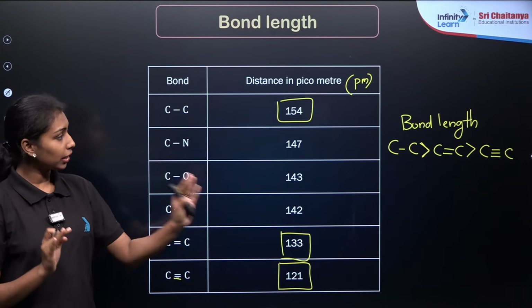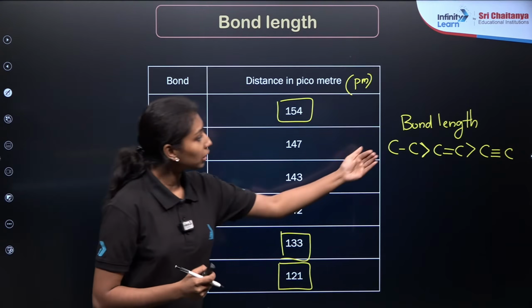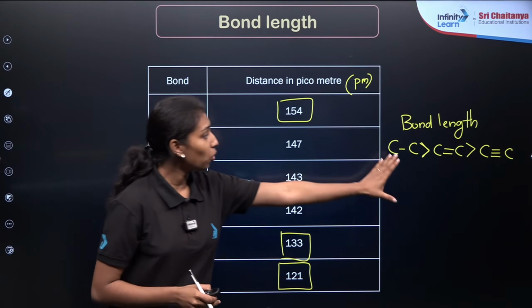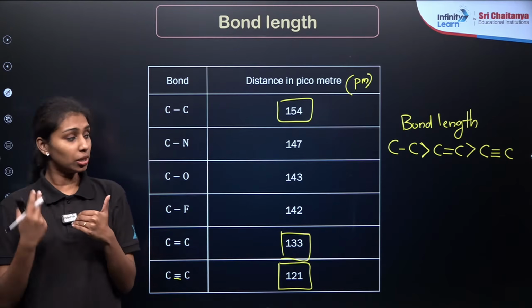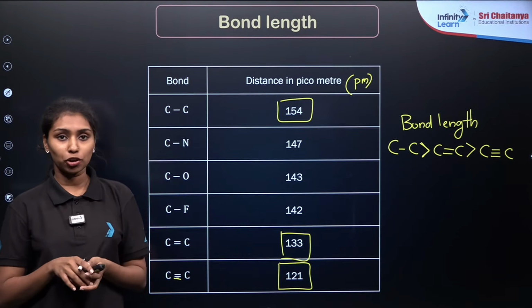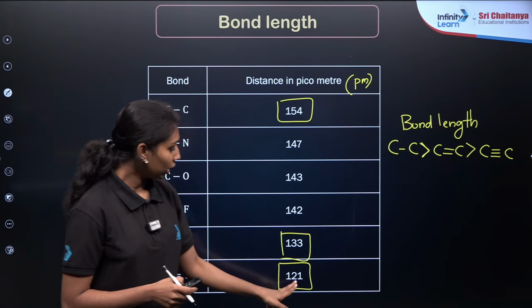Just keep this thing in your mind. While we are discussing about the bond order, we need to compare the bond length as well as the bond order. I hope you understand. If you are taking the bond length order in the case of single bond, double bond, triple bond, the single bond will be having more bond length of 154 picometer, but for second double bond it will be 133, then for triple bond it is 121.